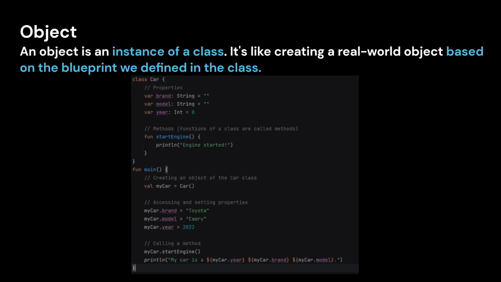An object is an instance of a class. It's like creating a real-world object based on the blueprint we defined in the class. Let's see how it's done. In this example, we created an object called myCar from the Car class. We then set its properties and called the startEngine method. Finally, we printed information about the car.